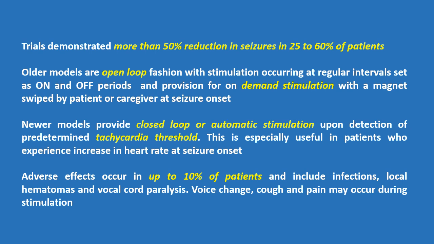Older models are open-loop fashion with stimulation occurring at regular intervals set as on and off periods, and provision for on-demand stimulation with a magnet swiped by the patient or caregiver at seizure onset. Newer models provide closed-loop or automatic stimulation upon detection of predetermined tachycardia threshold. This is especially useful in patients who experience increase in heart rate at seizure onset.